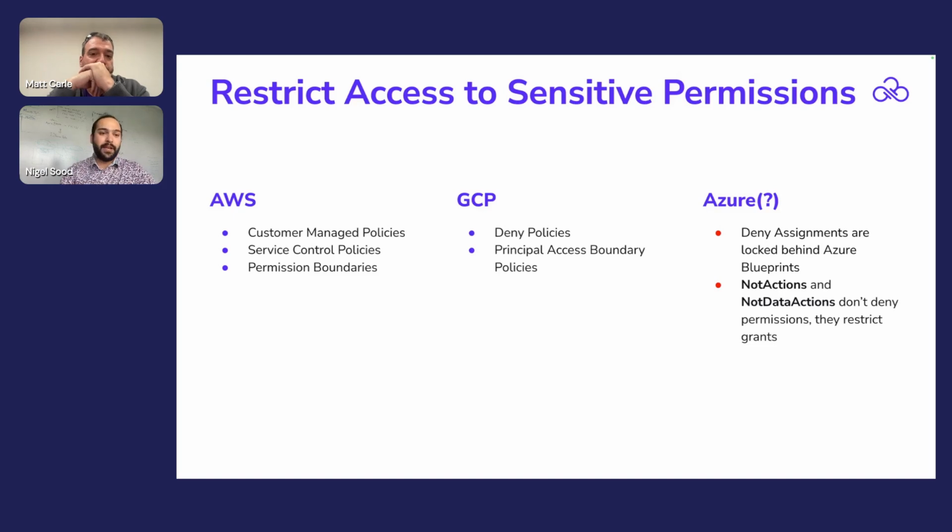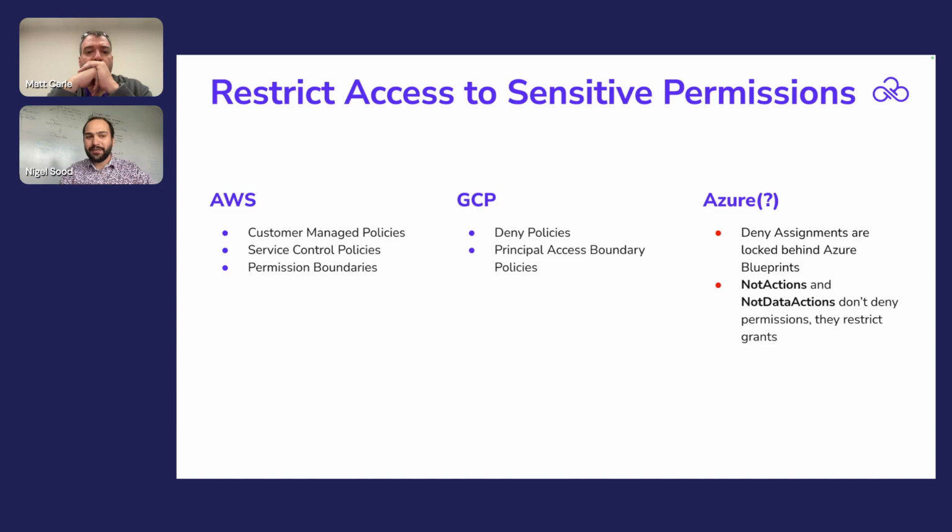In AWS and GCP, there are some really great tools for this. You can, in AWS, use RCPs to restrict access at the identity level. You can use SCPs to do it at the organization level. And you can use permission boundaries to put a limit on what individual identities can do. You can do really similar things in GCP with deny policies and with principal access boundary policies. Those are relatively new, within the last year.